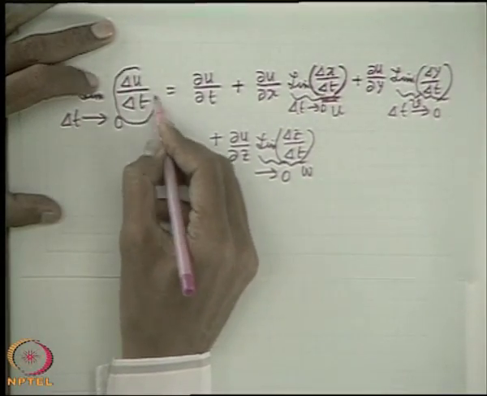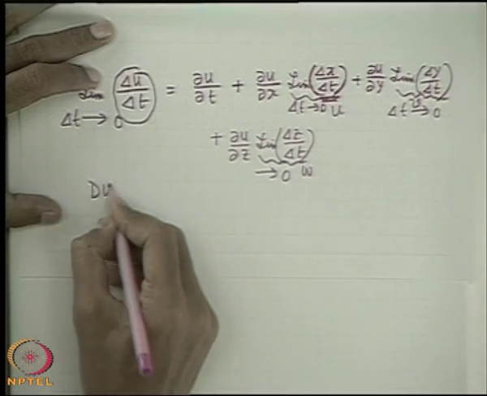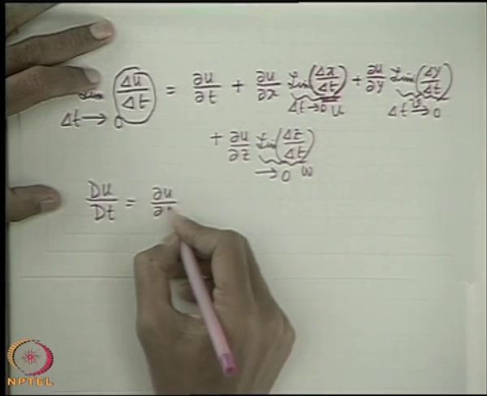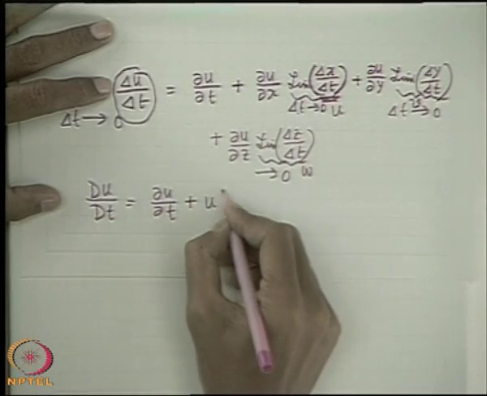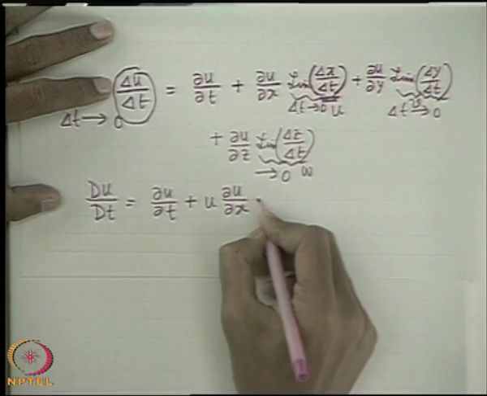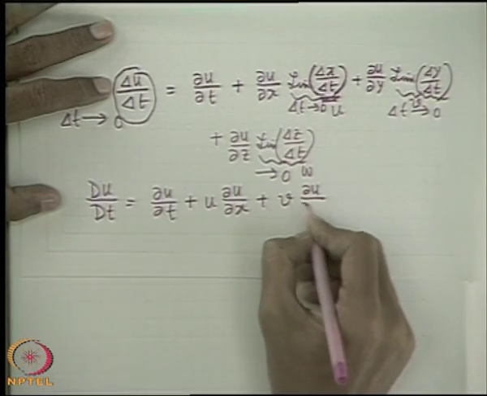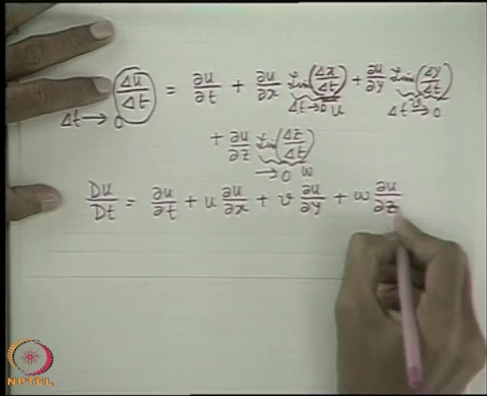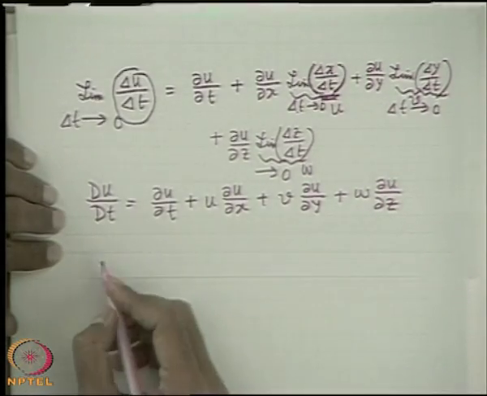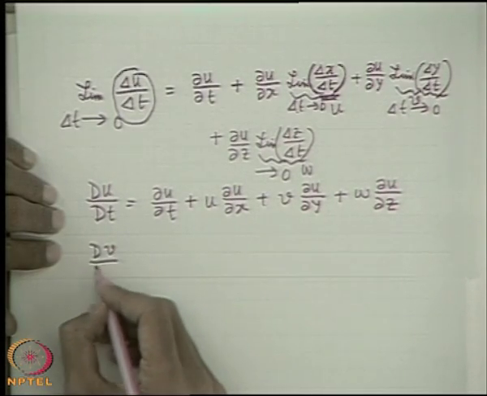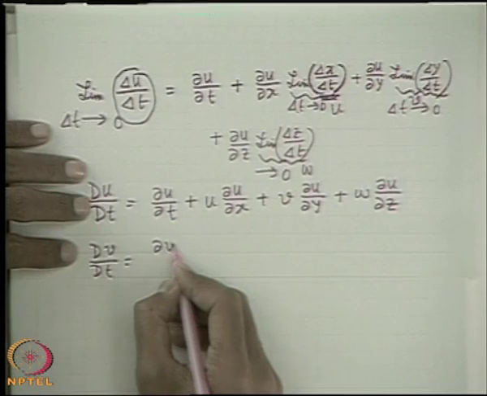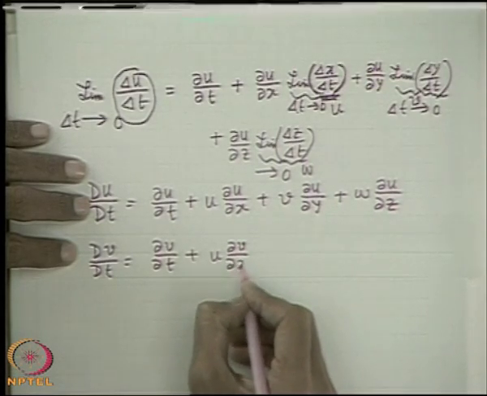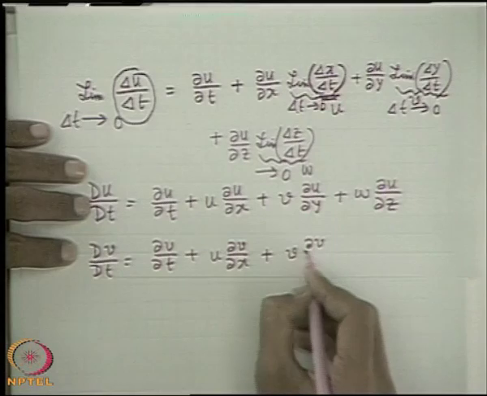Now this del u del t as del t tends to 0 can be written as du dt, big D usually is written. It becomes equal to del u del t plus u del u del x plus v del u del y plus w del u del z. In a similar fashion, if we expand the v component, we can write dv dt is equal to del v del t plus u del v del x.